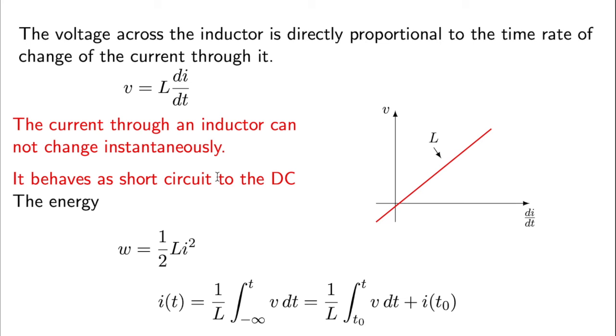So that suggests that for DC it is working as a short circuit. Now the energy is well known, W is equal to half Li square. So this energy depends on the instantaneous value of the current.